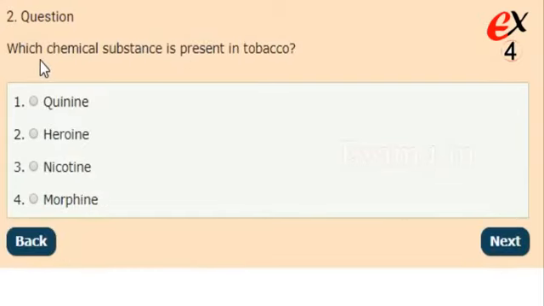Next one. Which chemical substance is present in tobacco? The options are quinine, heroin, nicotine, morphine. Right answer is option 3, nicotine.